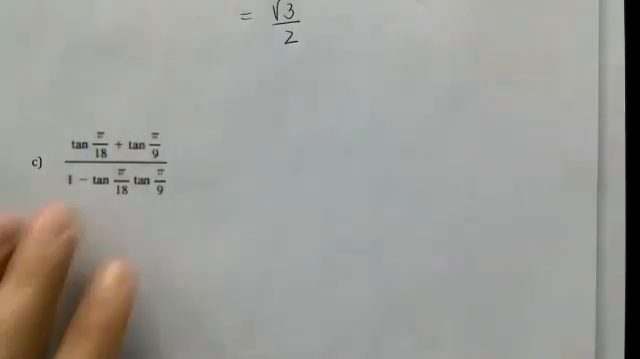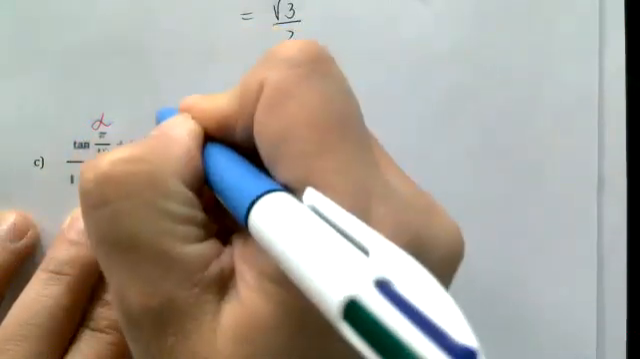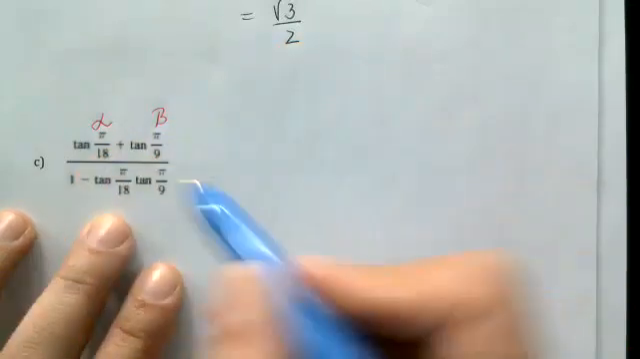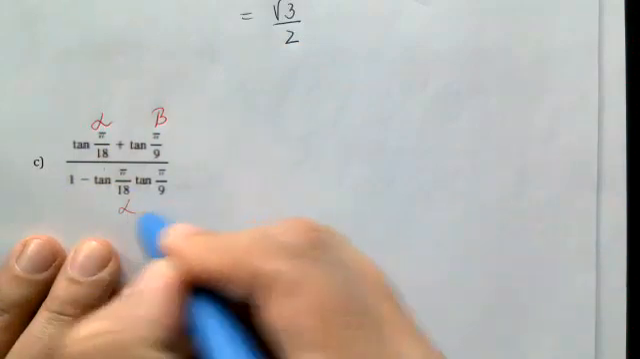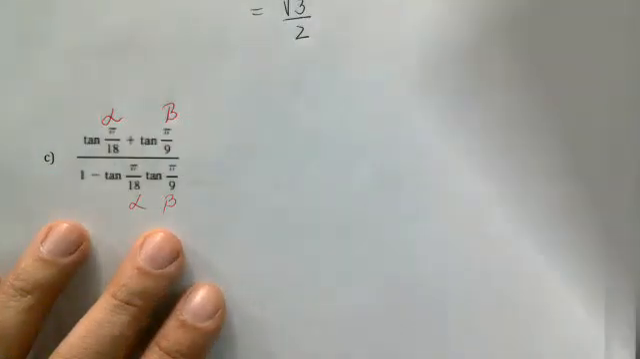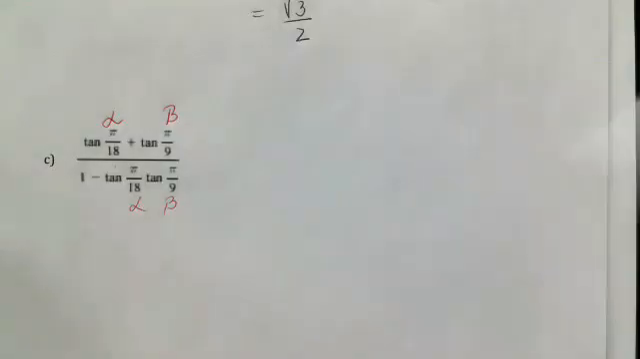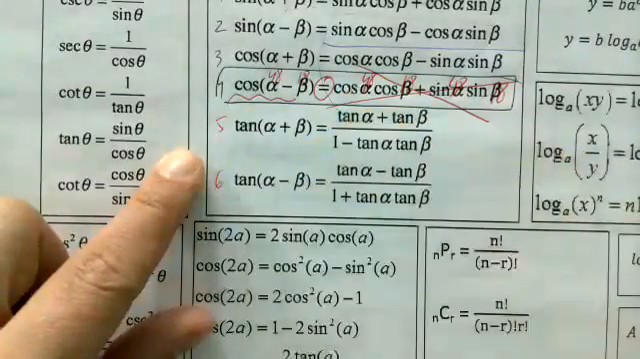Tangent of, so you have angle pi over 18, that's your alpha, and angle pi over 9, that's your beta, and then you have 1 minus tangent of those exactly the same angles. This is the key part there, they have to be the same angles. So now we have to identify which one of the tangent formulas is this expression. Is it the fifth or the sixth?